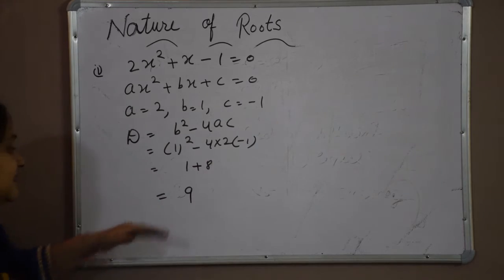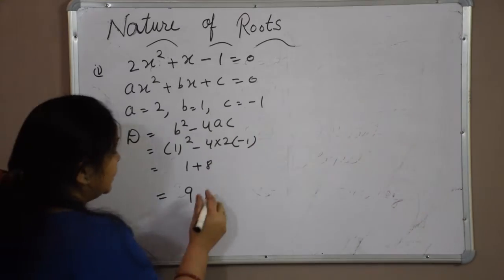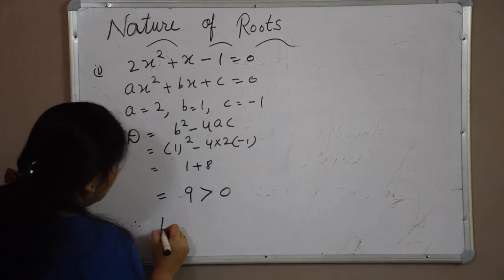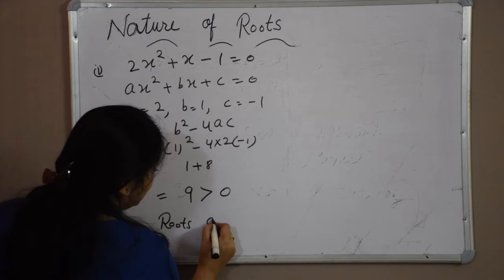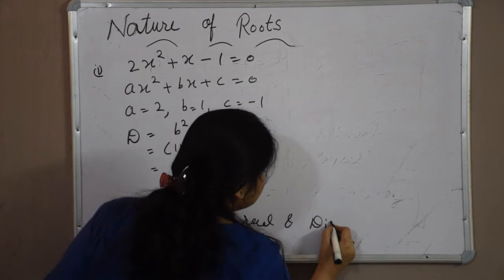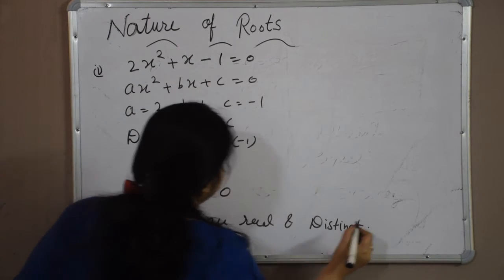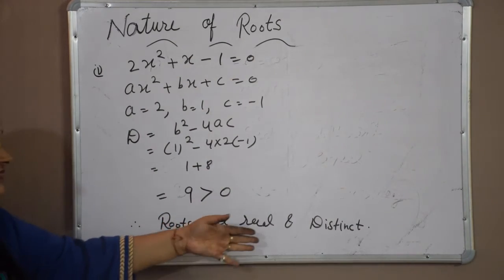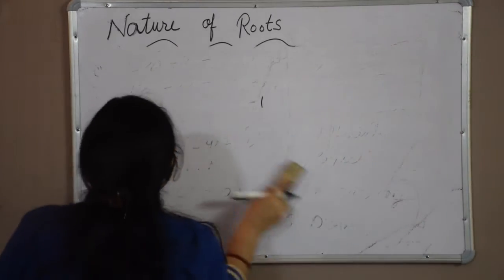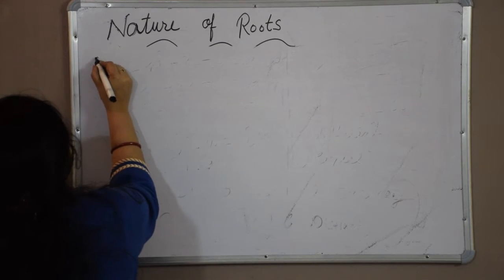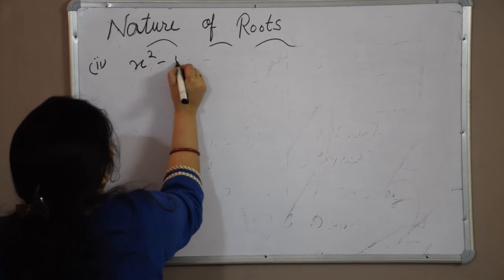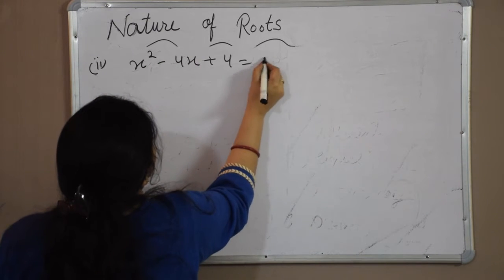So our D is here 9, that is obviously a positive number, that means 9 is greater than 0. Therefore roots are real and distinct. They are not the same. Two roots will be real, definitely they are real, but they are different. Now we will take another example, part 2. Equation is x square minus 4x plus 4 equal to 0.